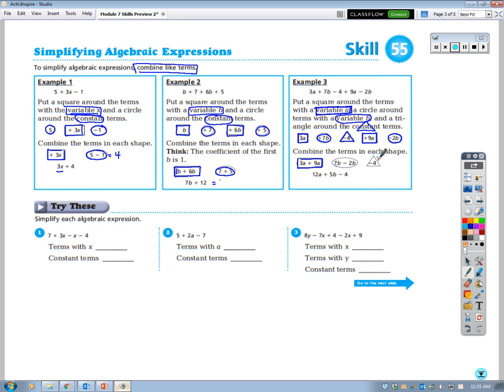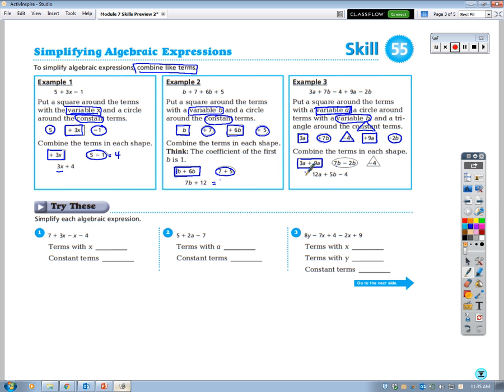And then we've got our single constant here, so we don't change anything. We keep that negative sign attached to it, and it becomes a minus 4. So our simplified expression is 12a plus 5b minus 4, and that is our simplified expression. Again, no equal sign, so we can't solve it. We just leave it like it is.